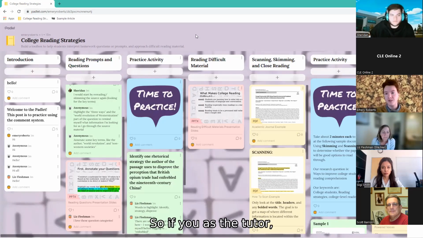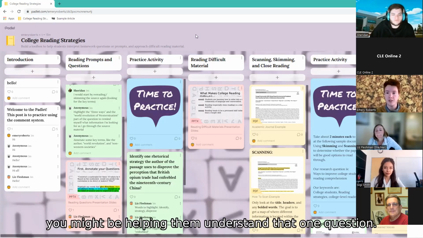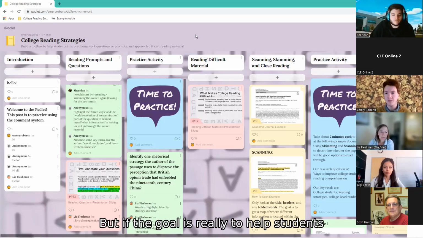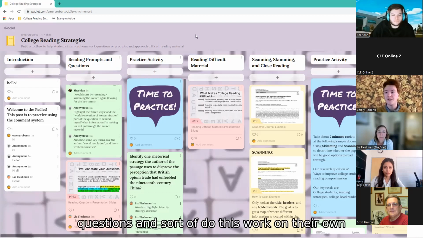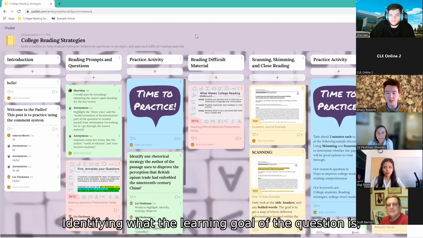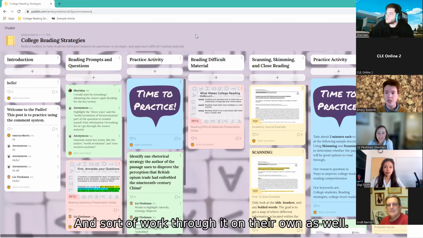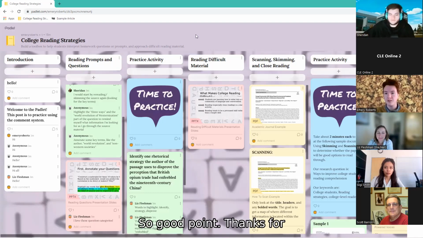Yeah. If you as the tutor are doing this work for the student, you might be helping them understand that one question. But if the goal is really to help students know how to read these sorts of questions and do this work on their own, then practicing identifying those direction words, or identifying what the learning goal of the question is or what kind of question it is, will help students interpret questions that might be really intimidating to look at when you first see them, and work through them on their own as well. So good point, Liz. Thanks for bringing that up. Anyone else?